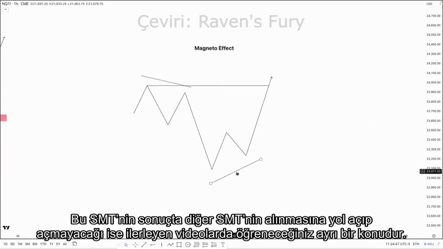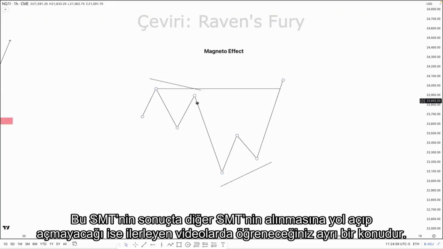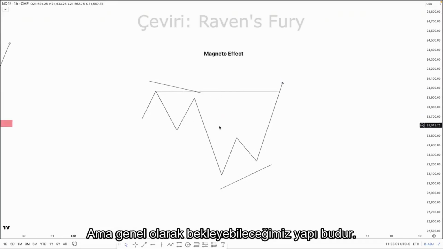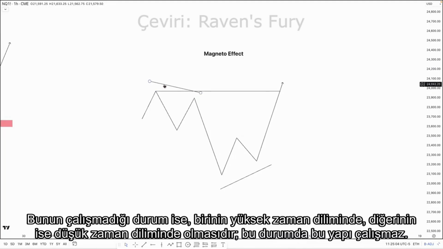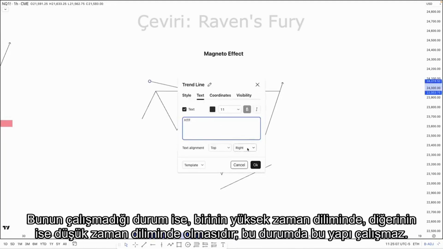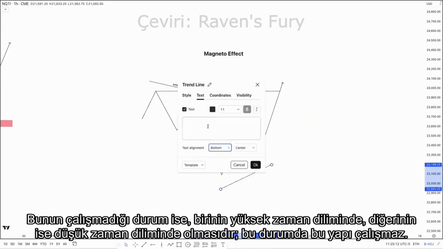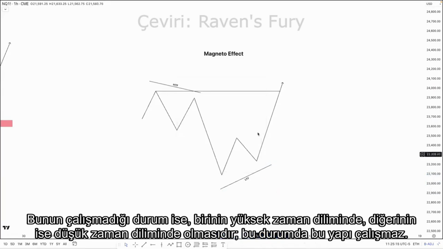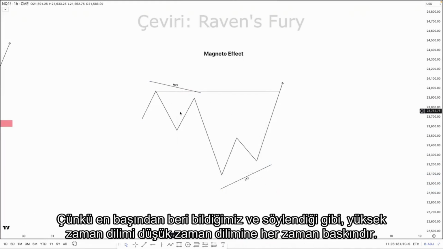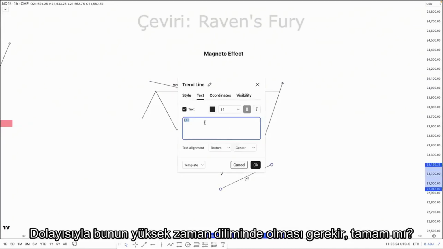Now, whether this SMT will end up leading to this SMT being taken out is something else, which you'll learn in future videos. But in general, this is what we can expect. When this does not work is when this is on the higher time frame and this is on the lower time frame. This would not work because we know, and we've been taught from the very beginning, that the higher time frame trumps the lower time frame. So this would need to be on the higher time frame.